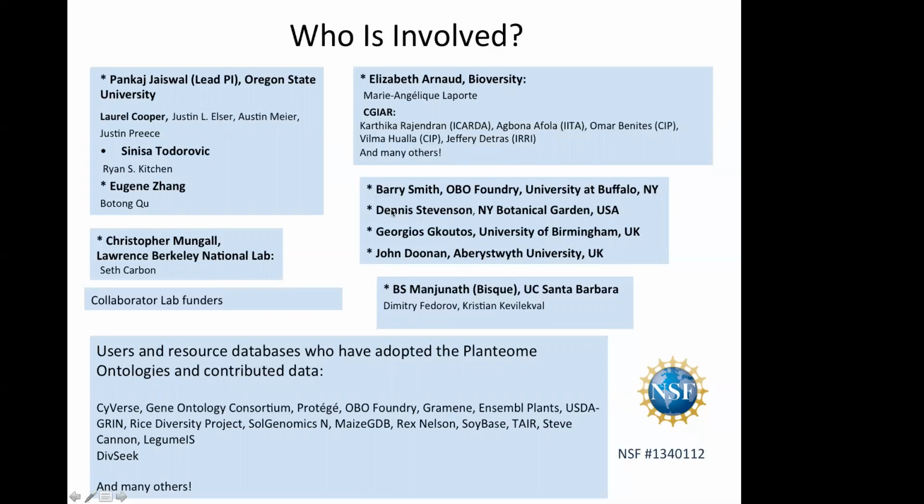And we have a few other people. Barry Smith is a consultant from the OBO Foundry, who helps us with ontology questions. And our friend Dennis Stevenson and his postdoc, Brandon Sinn, from New York Botanical Garden, who were also involved in the Plant Ontology project. It's been a really great help. And of course, Georgios Gkoutos, who's a phenotyping expert in ontologies, and John Doonan, who is a high-throughput phenotyping person from Aberystwyth in Wales. And I also should acknowledge the group from Santa Barbara, B.S. Manjunath, who works on the BisQue project.